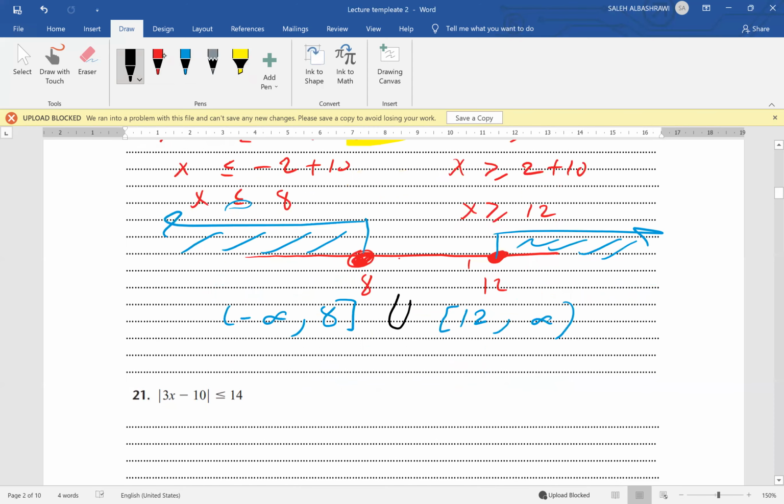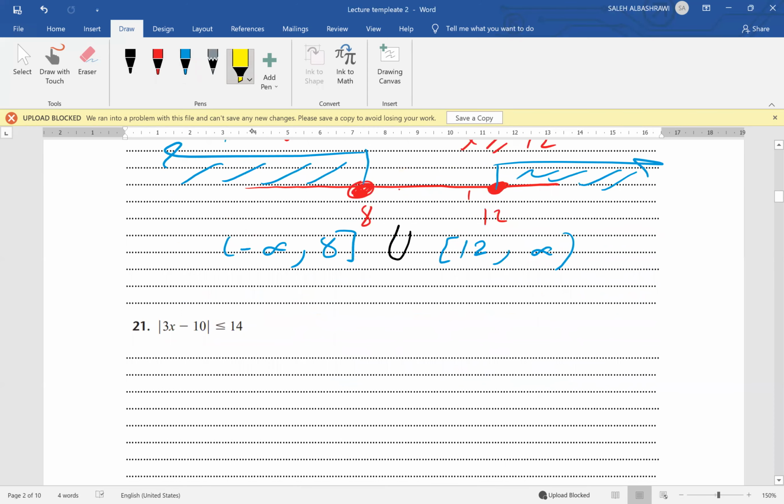For the third example, we have absolute value of 3x minus 10 less than or equal to 14. Now this is different from the last two examples. I have less than. This is the first part of the absolute value inequality. In this case, I will have minus 14 less than or equal to 3x minus 10 less than or equal to 14. So the expression will be between the negative and the positive. It is not less than the negative or greater than the positive. No, it will be between the negative and positive.